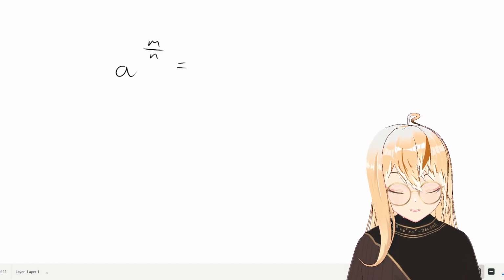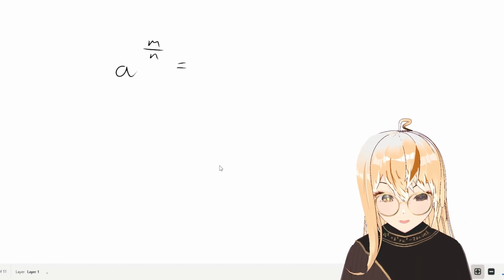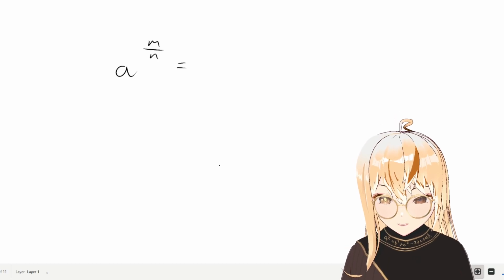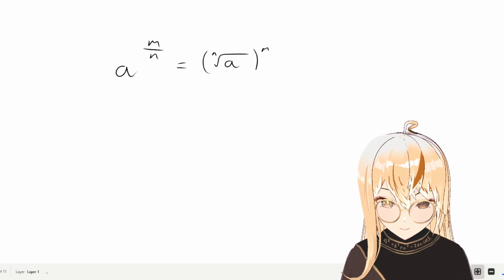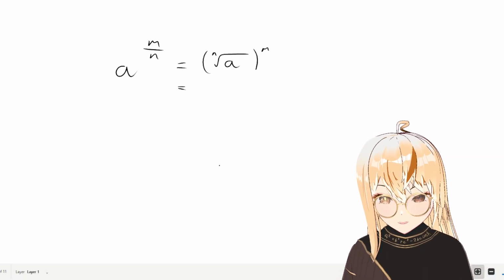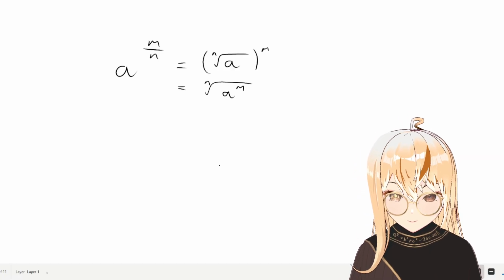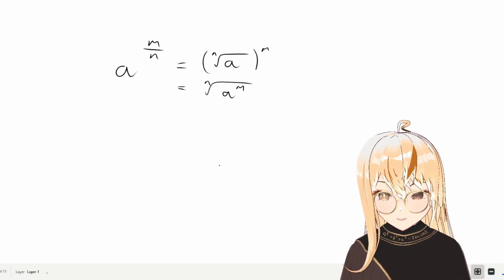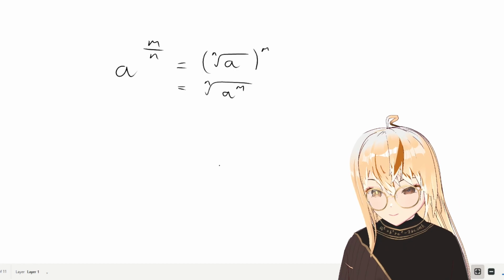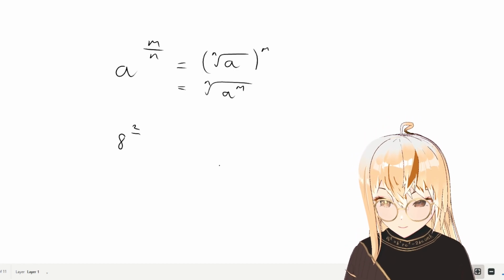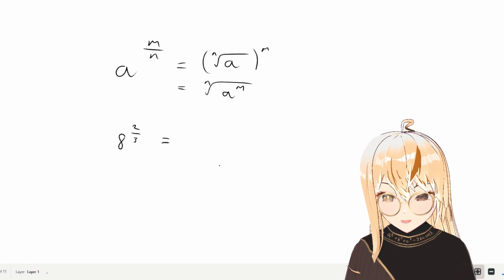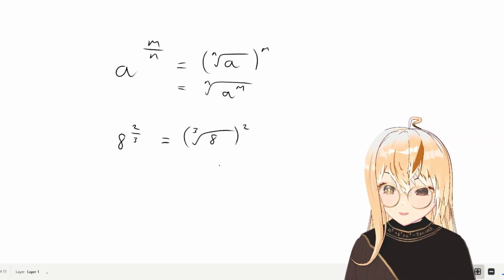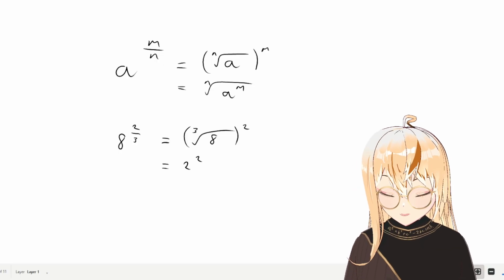Now we've got when our power is a fraction, so what this does is that it gets the nth root of a to the power of m, which would be written as this. Now you can also write it as this, but I personally prefer the top one. Let me just give an example to show how this works. So say we've got 8 to the power of 2 over 3. Following our rule, we'll just cube root 8 and square it. What's the cube root of 8? Well, that's just 2. And then we can just square it to get 4.